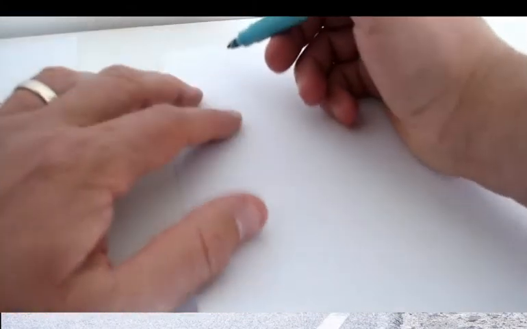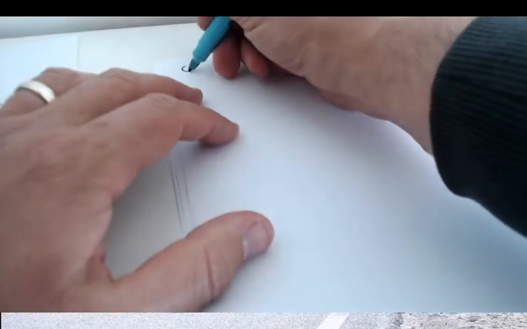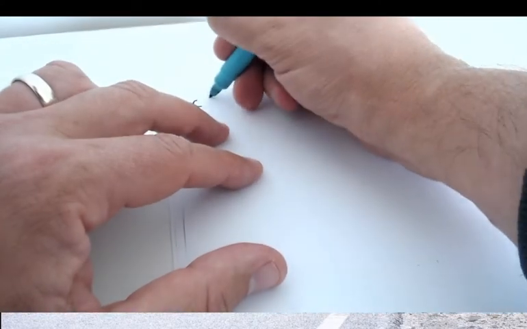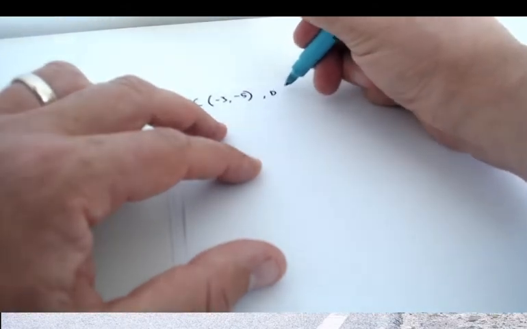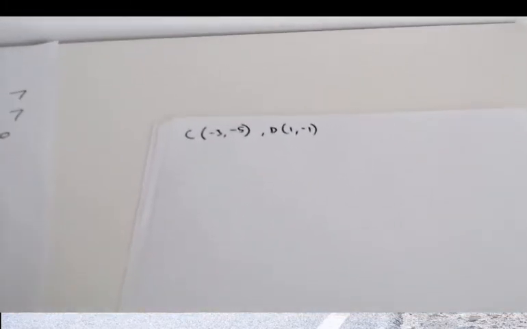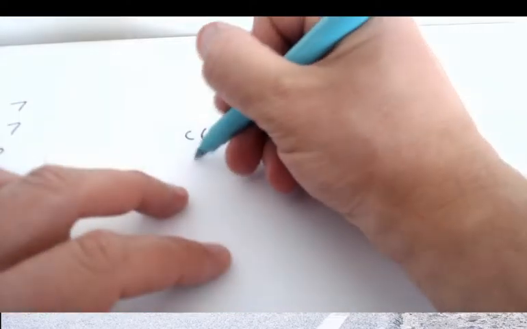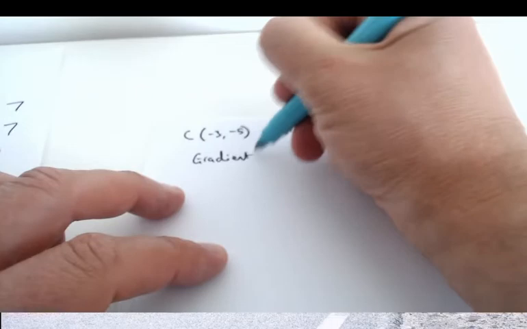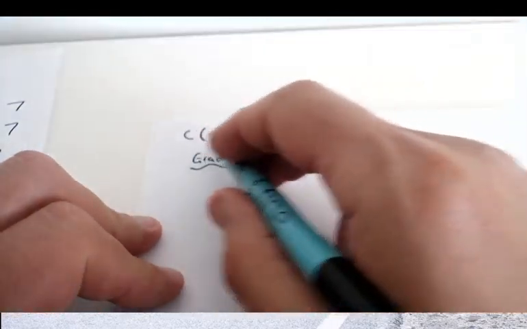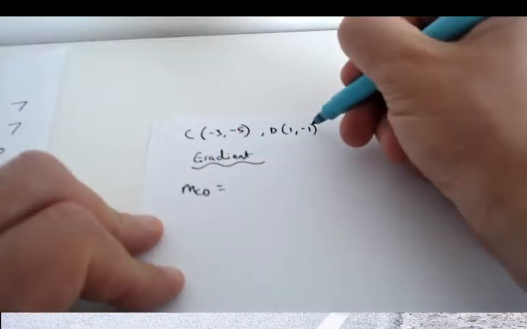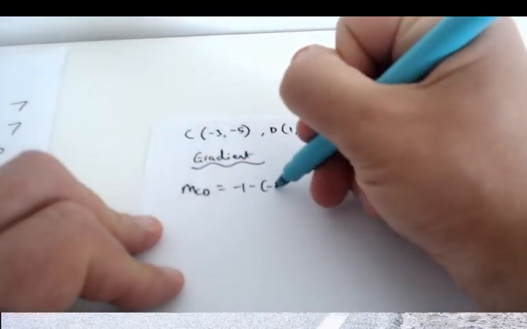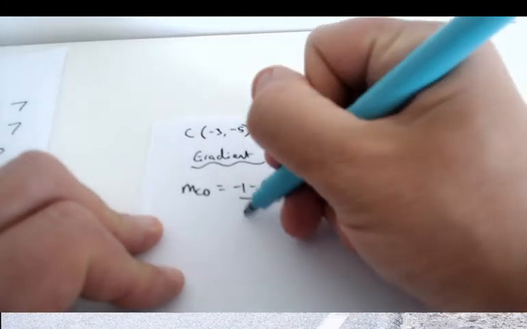So let's say this time you've got C, which is minus 3, minus 5, and we've got D, which is 1, minus 1. And we're going to work out the perpendicular bisector of this line. First things first, let's get our gradient. So let's find the gradient of this line here, this CD. Minus 1 take away minus 5, over 1 take away minus 3.